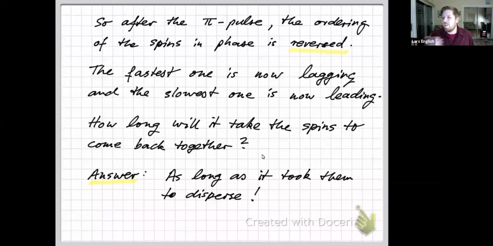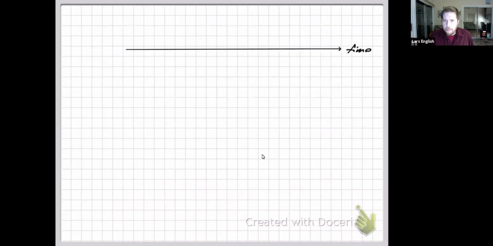So as long as it took them to disperse is the same amount of time that it now will take them to recombine. Okay, so here's a time axis now. We start with a pi/2 pulse. That gets everything started, right? That flips all of these spins down into the XY plane, and we get this FID as a result.